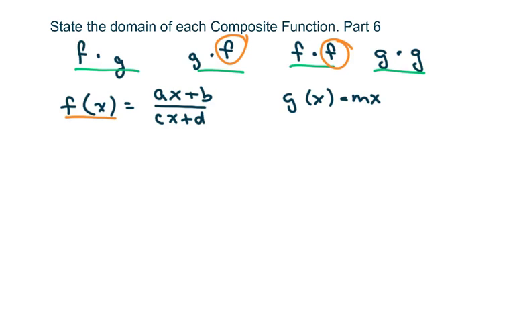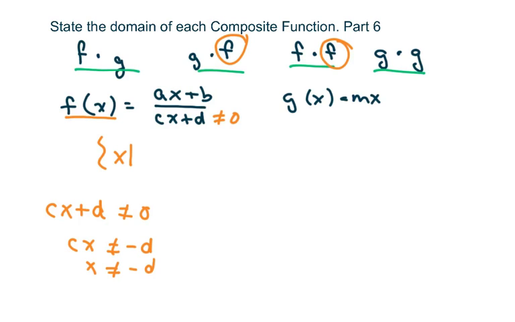So basically, the domain is going to be all real numbers. However, the denominator can't equal 0. So if you set cx plus d not equal to 0, you get cx cannot equal negative d, so x cannot equal negative d over c. So x cannot be negative d over c. Alright, and for this one, since it's not a fraction, and it's also not a square root, it's just all real numbers.